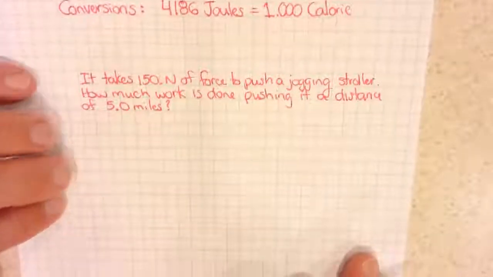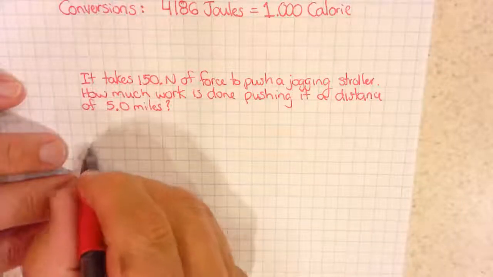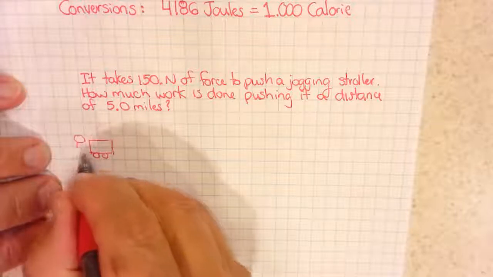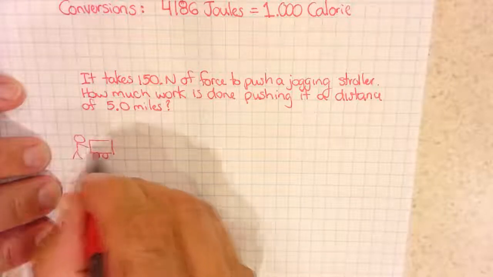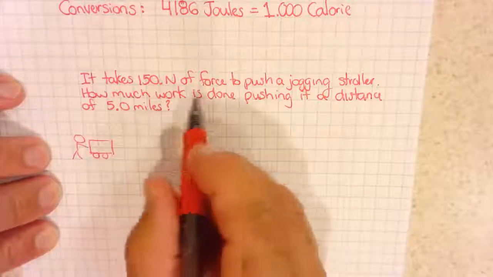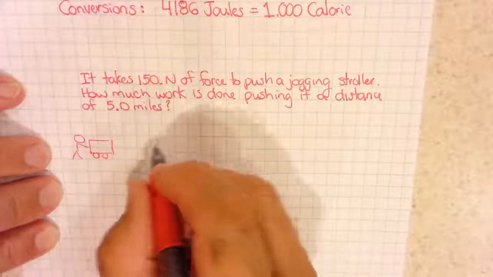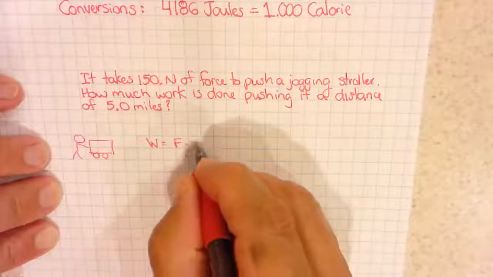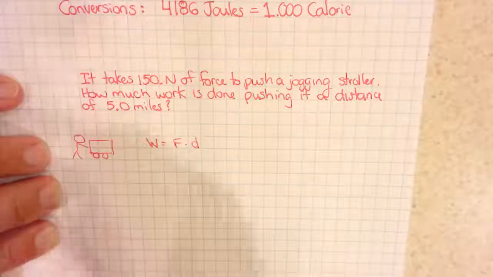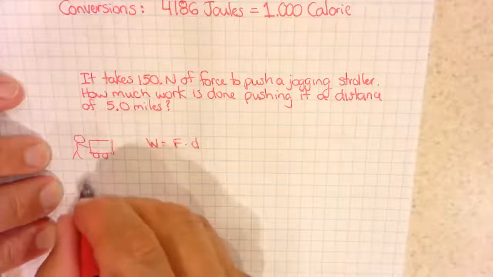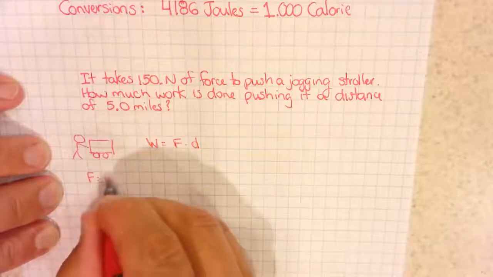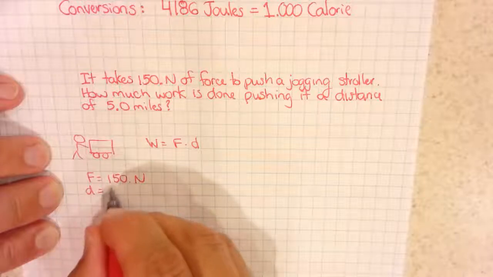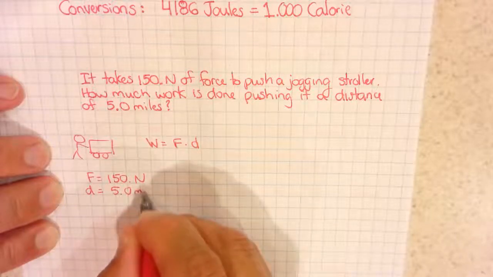So here's an example problem. Suppose I have a stroller and I'm going to take it on a jog. So here's my stroller, here's my person. It's kind of a big stroller. And they're going to push this stroller, and I want to know how much work do they do pushing the stroller. So the work equals the force times the distance the force moves the object. And in this case, the force I know is 150 newtons, and the distance is 5.0 miles.